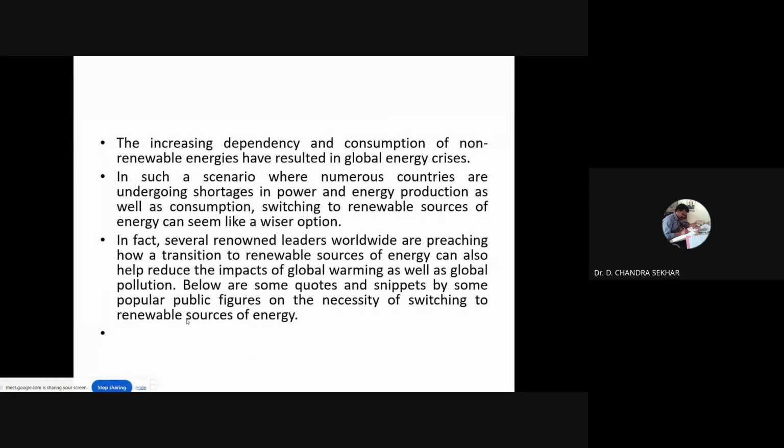The increasing dependency on and consumption of non-renewable energies have resulted in a global energy crisis. In such a scenario, where numerous countries are undergoing shortages in power and energy production as well as consumption, switching to renewable sources of energy can seem like a wiser option. In fact, several renewable leaders worldwide are preaching how a transition to renewable sources of energy can also help reduce the impacts of global warming.